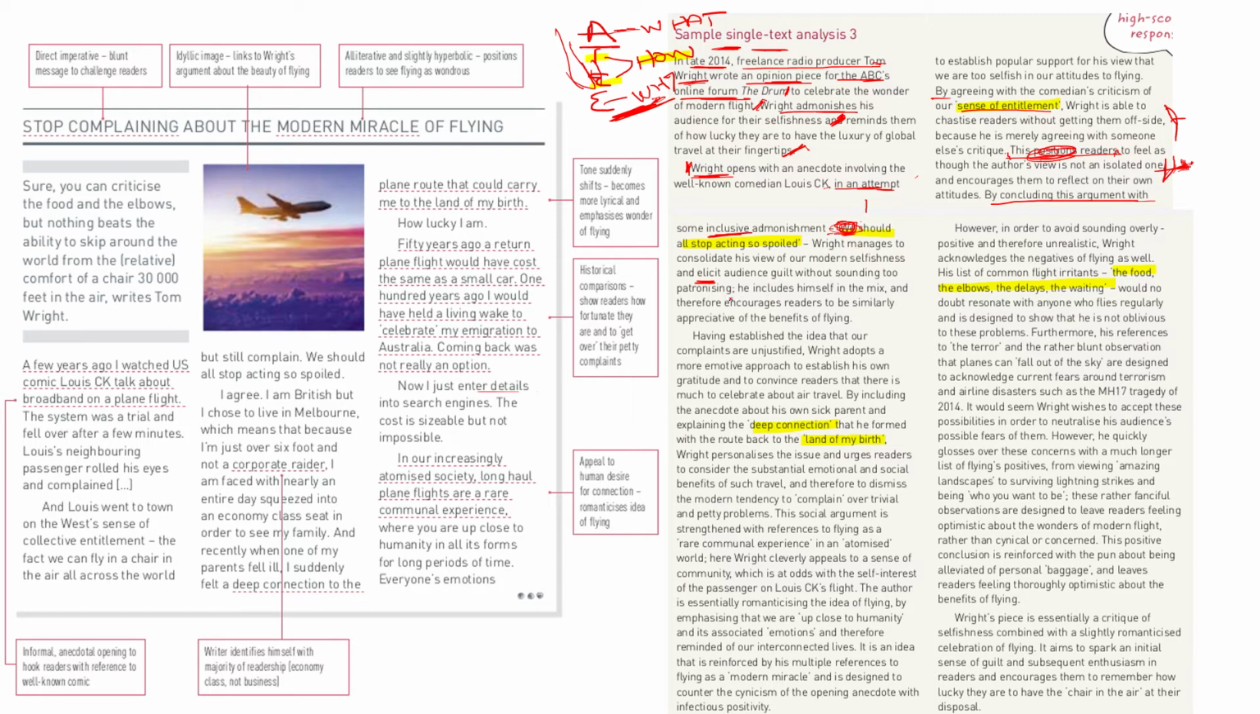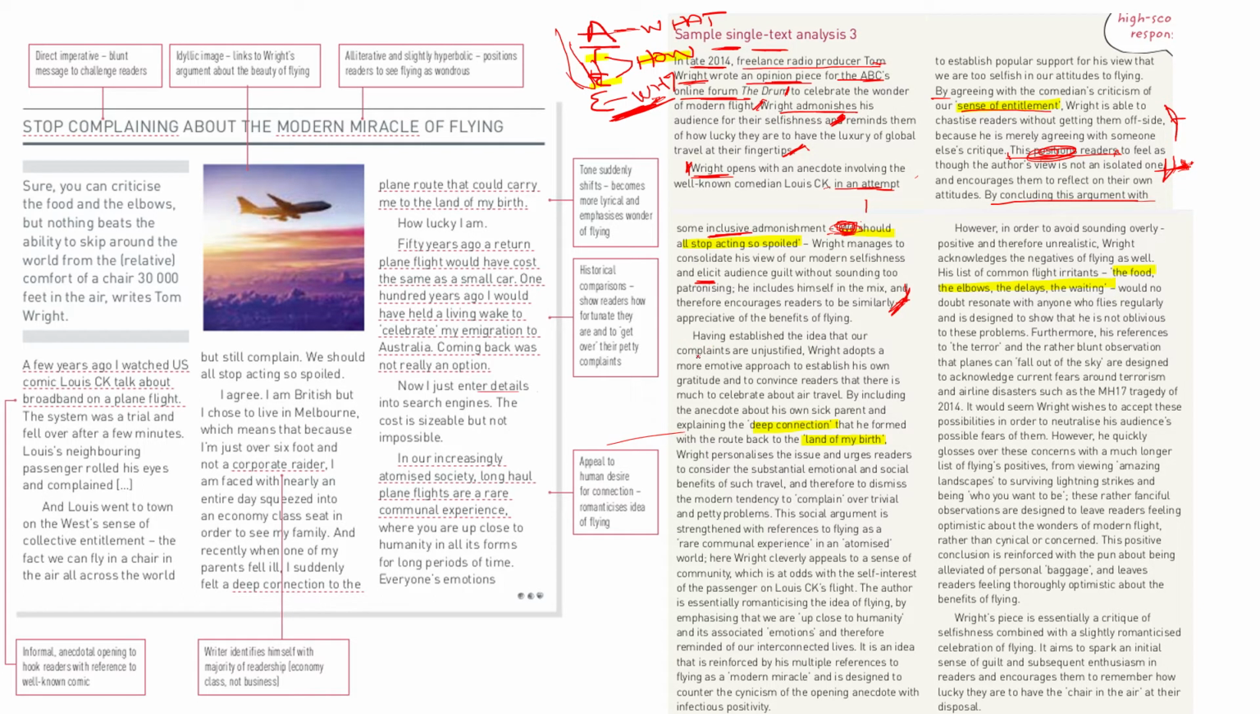Without sounding too patronizing, he includes himself in the mix and therefore encourages readers to be similarly appreciative of the benefits of flying. So all Jenny is doing here, she's given us her why, and then she just expands on that a little bit just to make sure it's crystal clear why Wright is trying to do what he's doing. So let's move on and see if that structure continues to be clear.